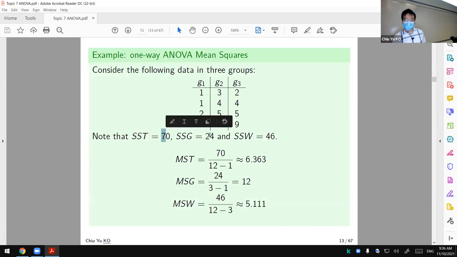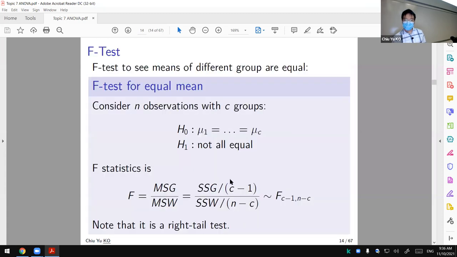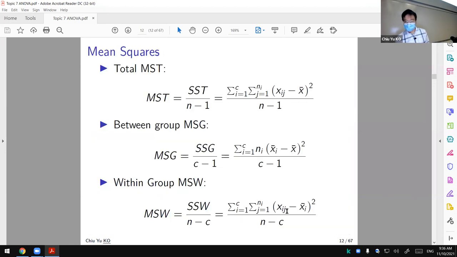This calculates the SST, SSG, and SSW. And here you have 3 minus 1, right? Because there are three groups, so it's 3 minus 1. And this is 12 minus 3, okay. So the key here is we want to check if all the mu are the same, and that actually means this mu under the null hypothesis.